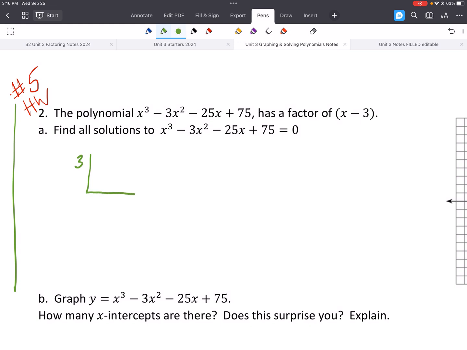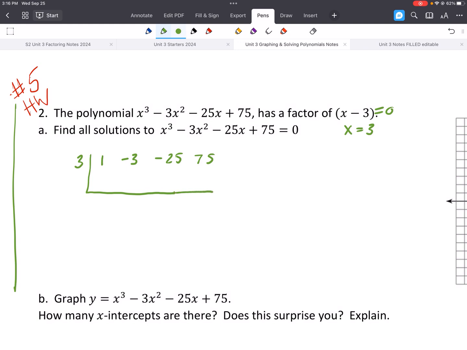And we could divide. That's the first thing we're going to do: divide this polynomial by this factor. So we'll write down our zero. Again, what makes this factor equal to 0? x would have to be 3, and that's what we put here in the front. Then we list all the coefficients: 1, -3, -25, and 75.